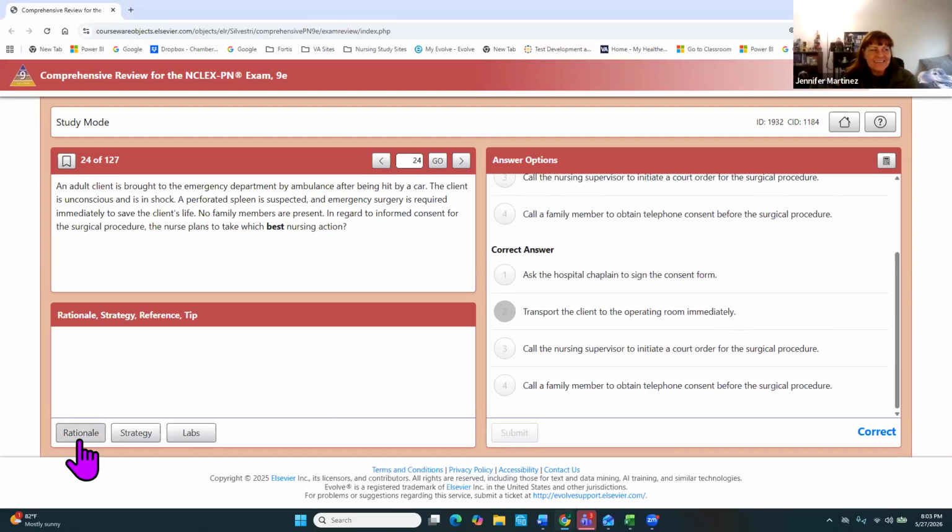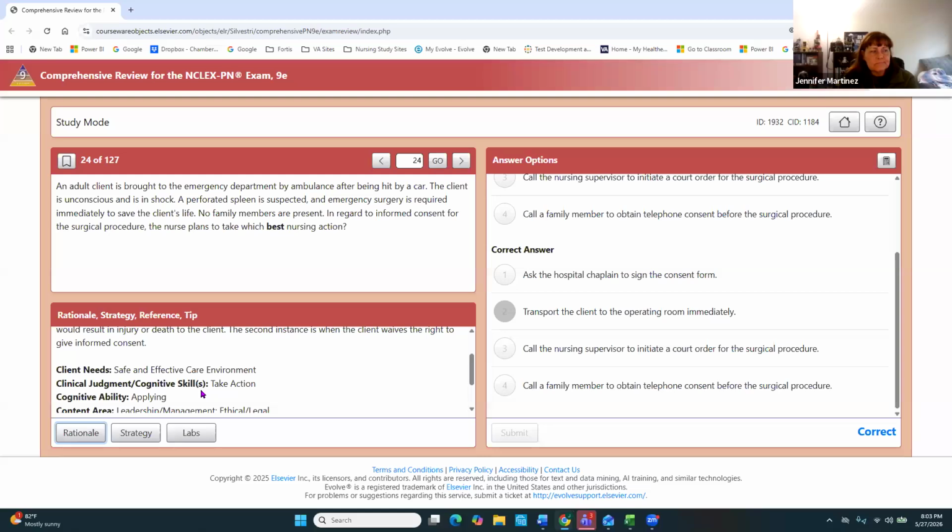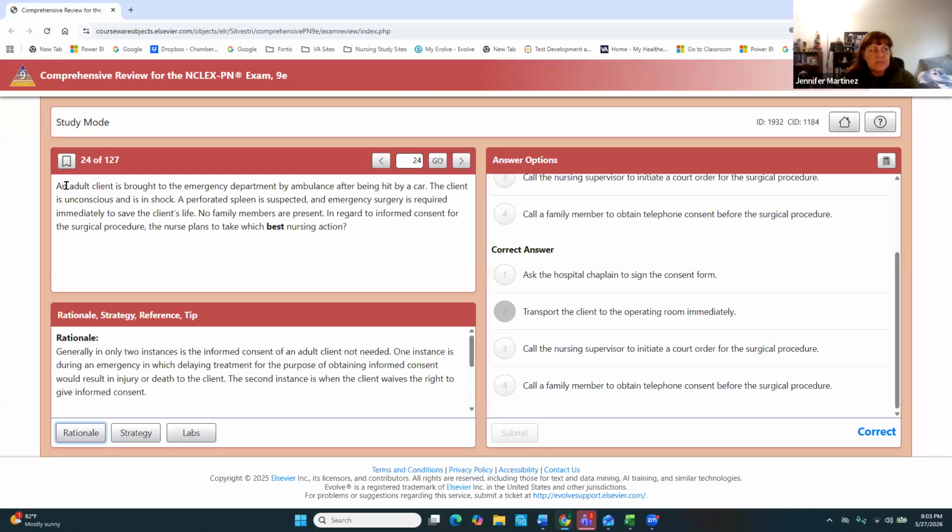So yes. And it's an adult client. Okay. So generally in only two instances is the informed consent of an adult client not needed. One instance is during an emergency in which delaying treatment for the purpose of obtaining informed consent would result in injury or death to the client. The second instance is when the client waives the right to give informed consent. So that was the key here. It was an adult client.